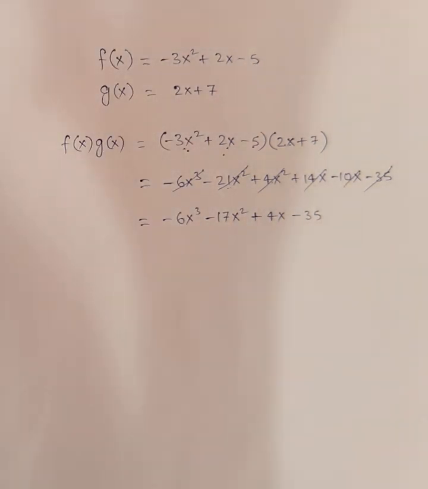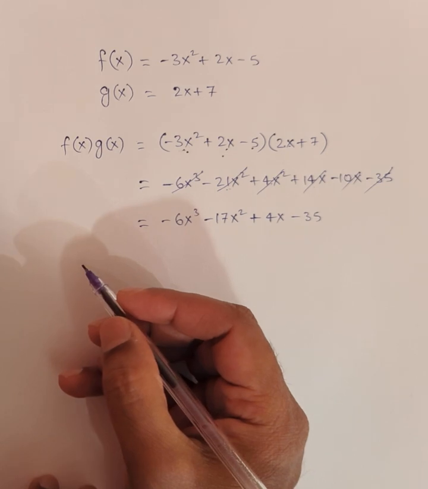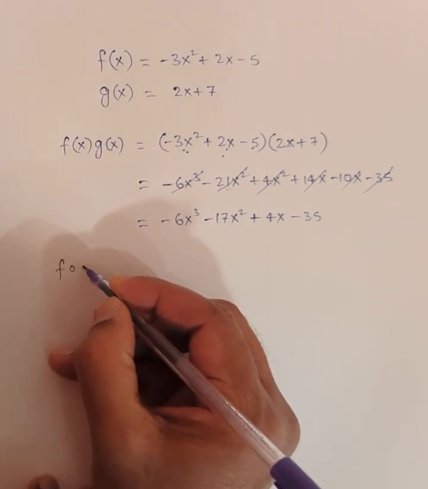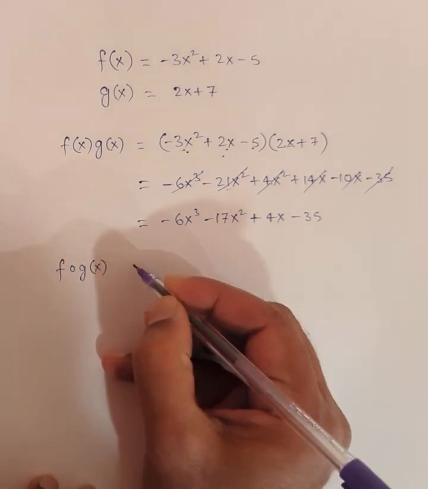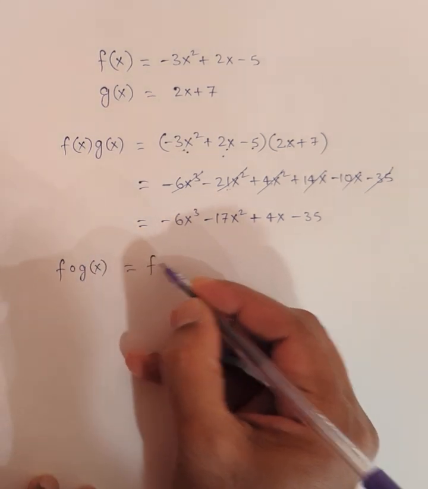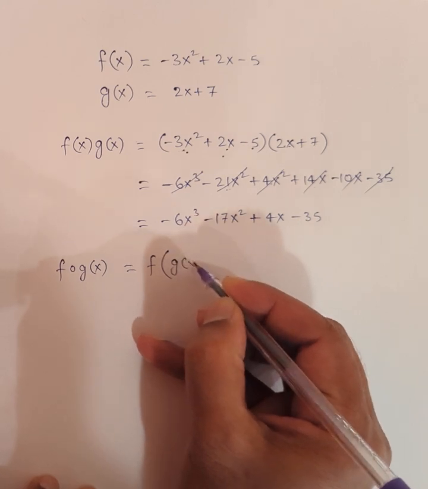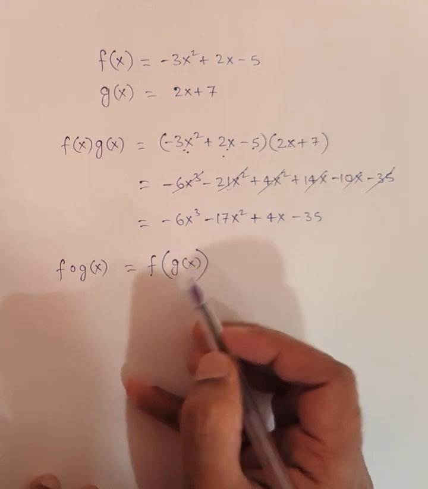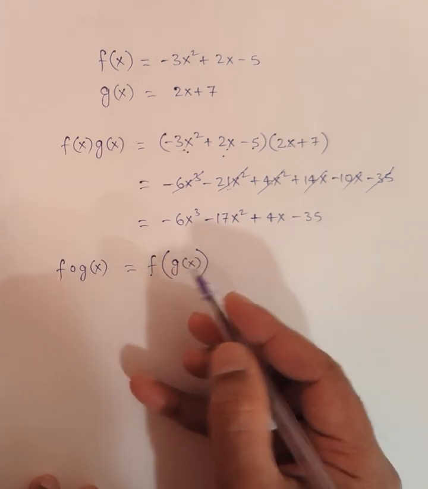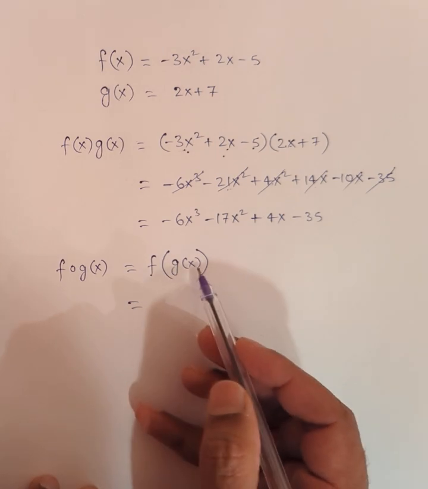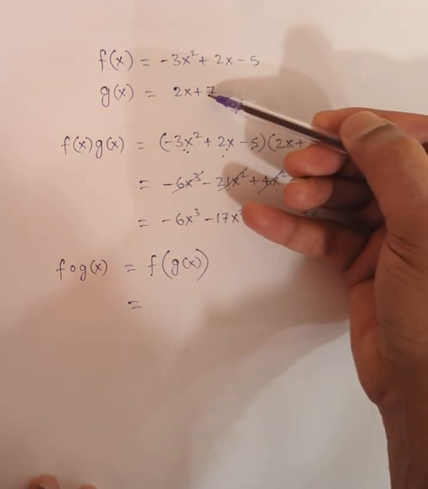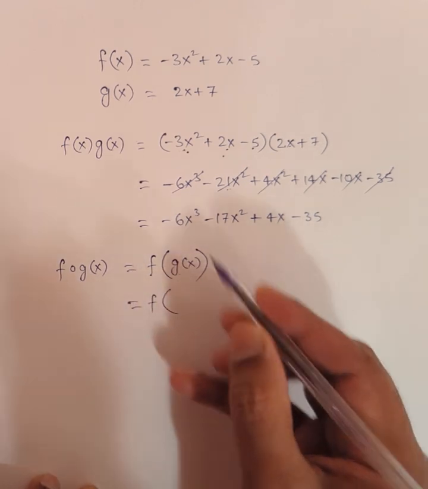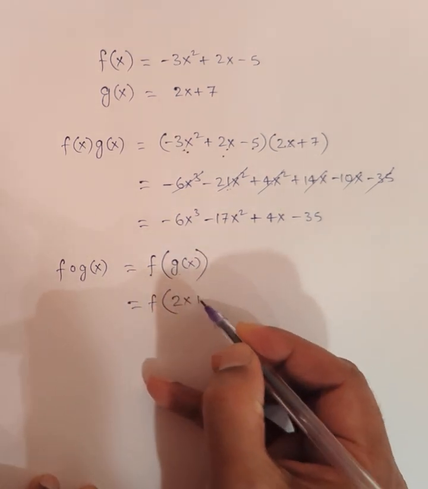That is easy. But when you talk about composing, so f compose g of x, what you are doing is you are writing this as f of g of x. So notice, I don't have f of x anywhere here, but I have g of x. So I'm going to replace this g of x by that value. So f will stay in place and g of x is 2x plus 7.